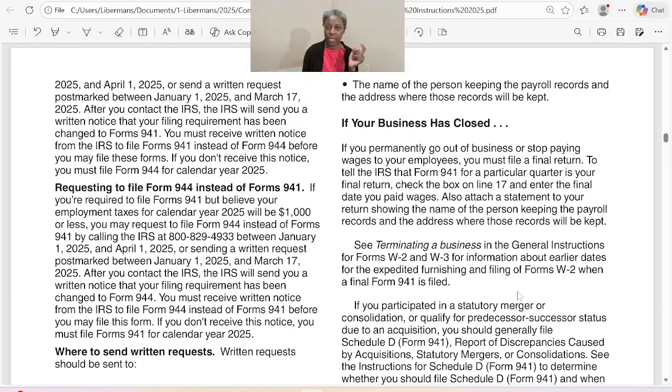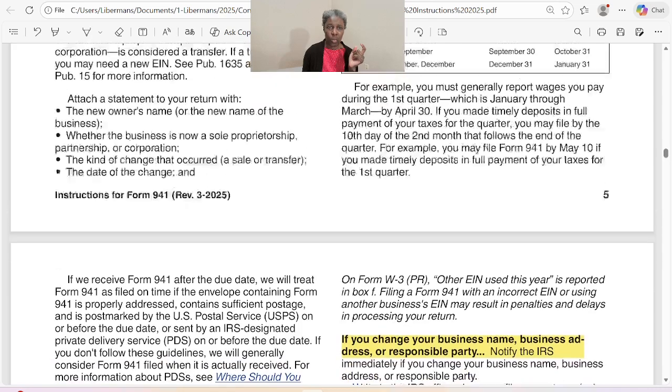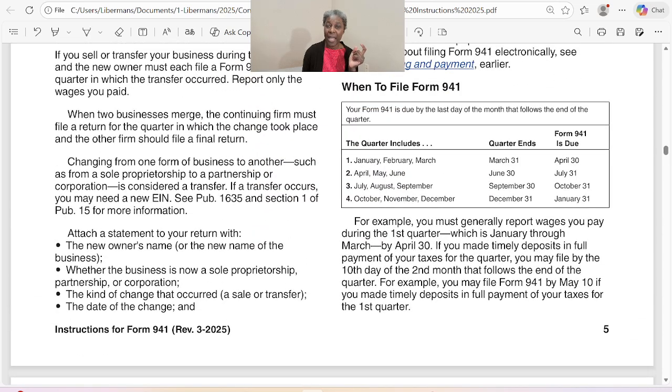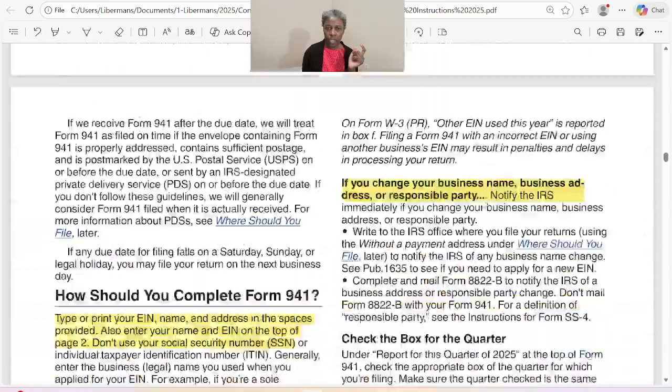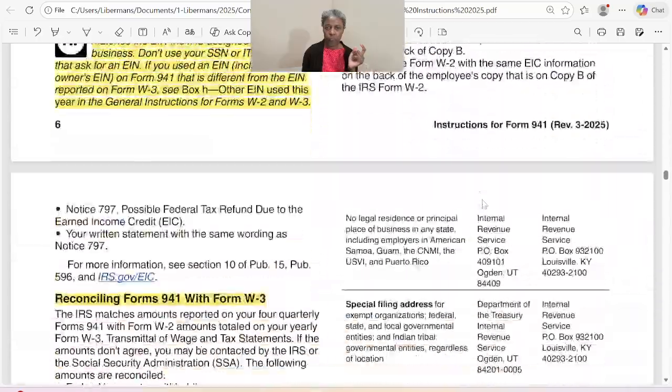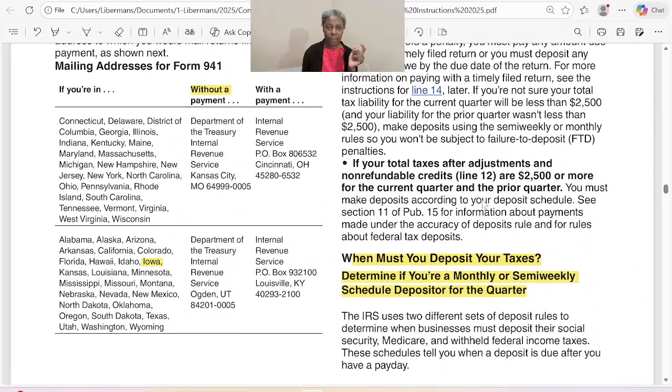Page 5 has information on if the business closed or has some merger going on, what will be on the attachment, and so forth. But let's continue down to see where this should be mailed to. It is on page 7.